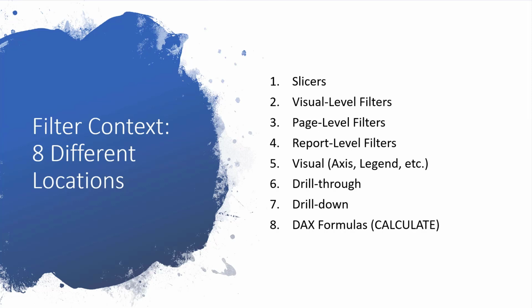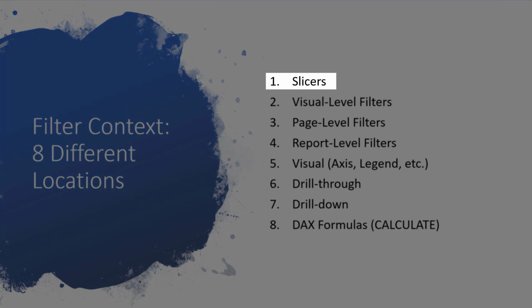The most important thing to note about filter context is the 8 different places that filter context can be applied. And you can see numbers 1 through 8 on your screen, and we'll walk through each one of these individually. Although this is a course on DAX and not necessarily a Power BI functionalities course, we will still cover the ways that you might drill down or drill through and how that might affect the filter context.